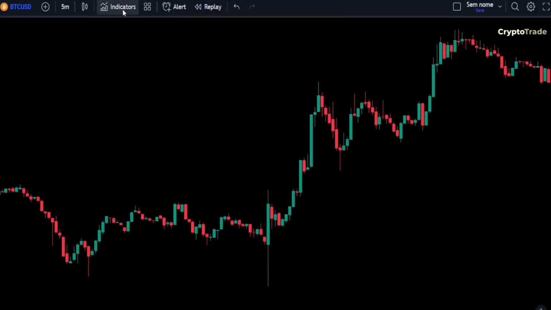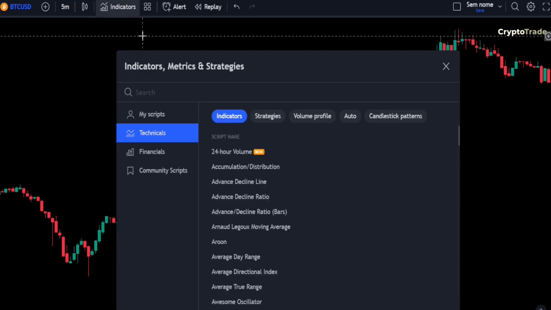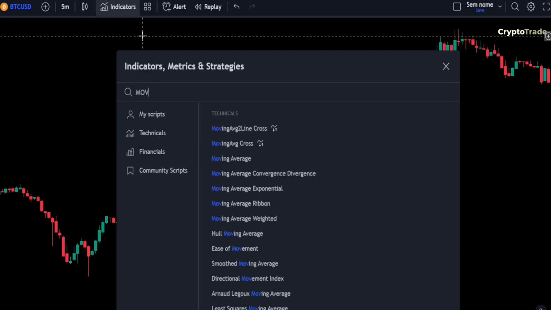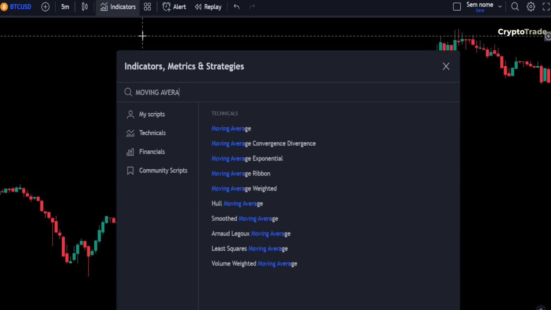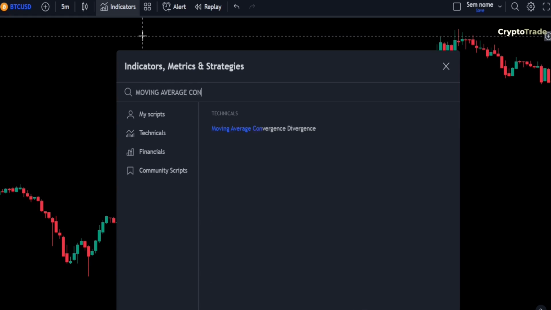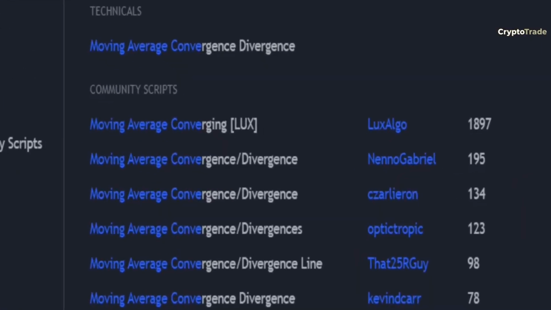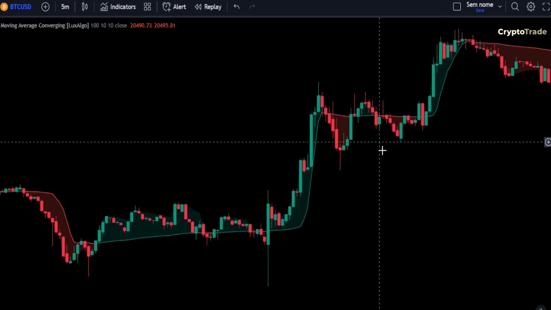To add the first indicator to the chart, open the indicator search bar in Tradingview and type Moving Average Converging. Select the indicator as shown in the video. Keep it at the default settings.